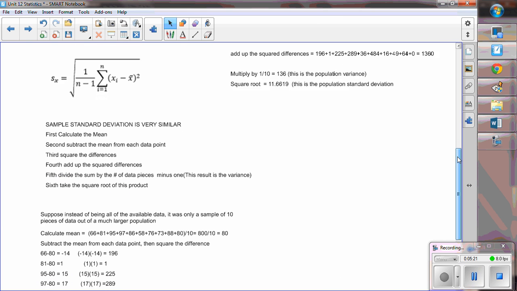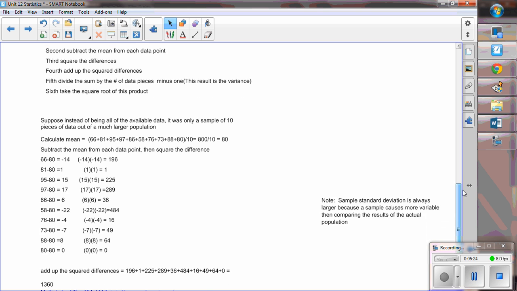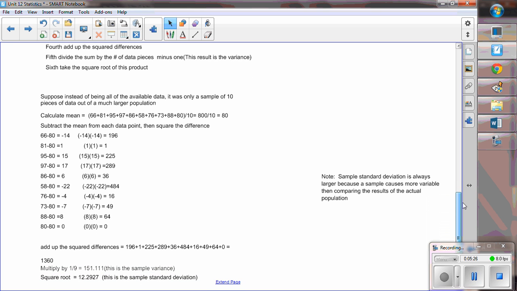So suppose instead of being all the available data, it was only a sample of 10 pieces of data out of a much larger population. That means the variability of our actual population could be much larger. Our standard deviation could be much larger in the real population than it is in our sample.